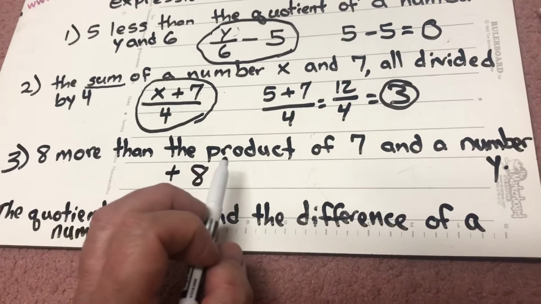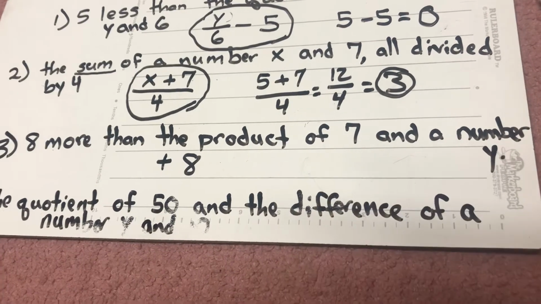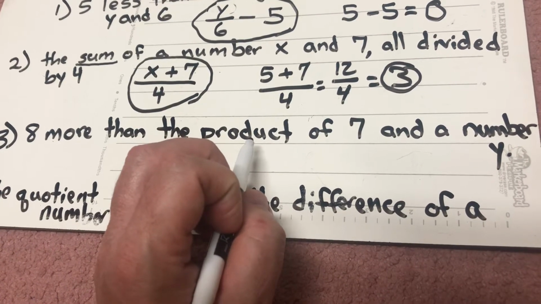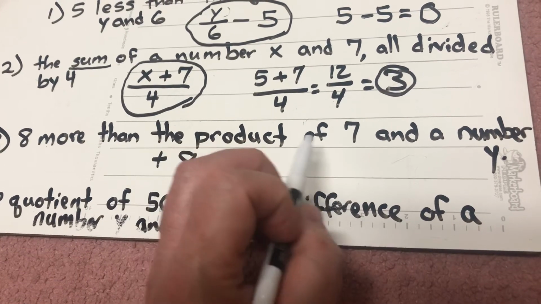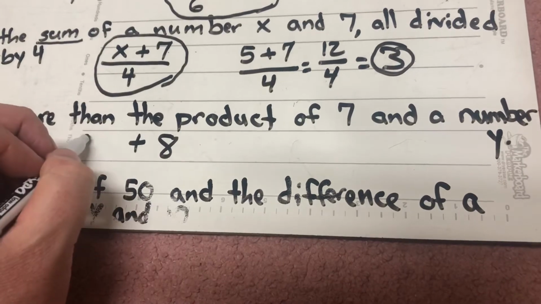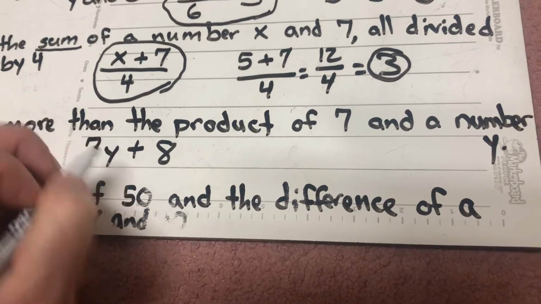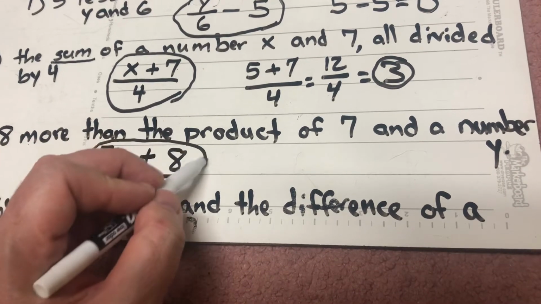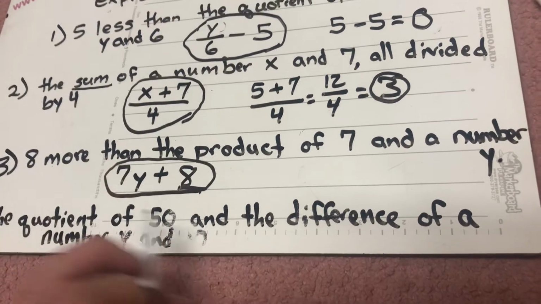Now it says 8 more than the product of 7 and a number y. Well, the product is the answer to a multiplication problem. And the two numbers that I'm multiplying are 7 and y. So I'm adding 8 to that, so it's going to be 7y plus 8. And that is my original expression.